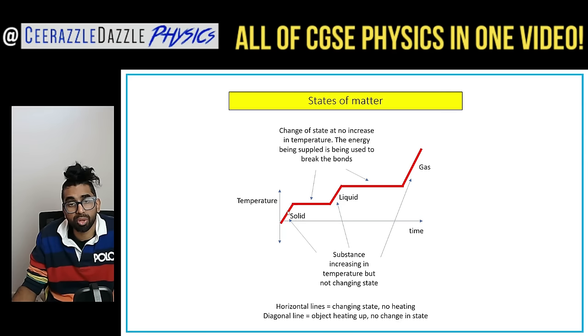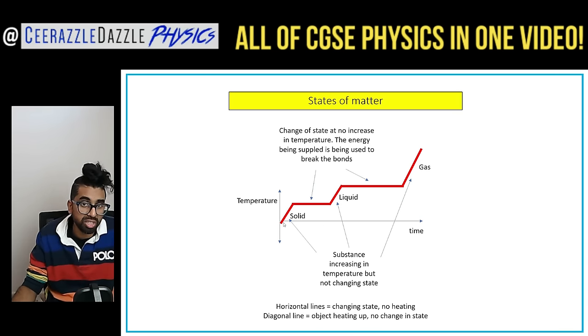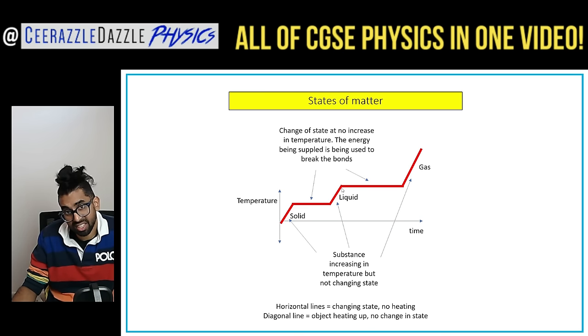Okay, now from here, we're going to plot a graph of temperature versus time. Let's say I gave you a piece of ice and we started to heat it up. We will notice that the temperature increases at the start, then it goes straight, then it increases again, then it goes straight, then it goes up one more time. First of all, the diagonal bits are when it's a solid, then the next state would be liquid, and then the gas. You can see there's a horizontal line over here, and there's a horizontal line over here.